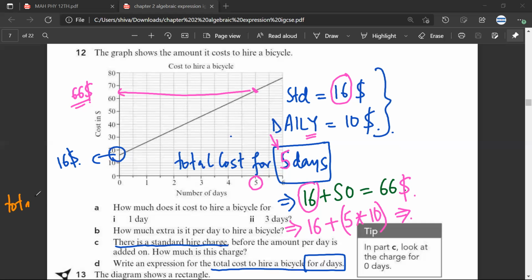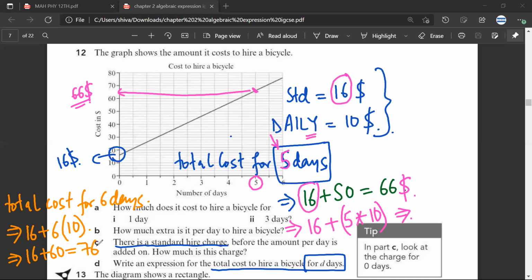Yes, sir. Sarthak, if you want to find the total cost for 6 days, how will you find it, not referring to the graph? So it will be 16 plus 6 into 10. Ariman, is it correct? Yes. Is the graph also showing 76? Yes. Satya, have you understood? Yes, sir.